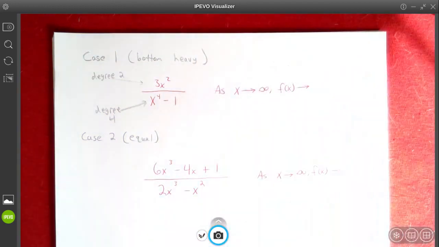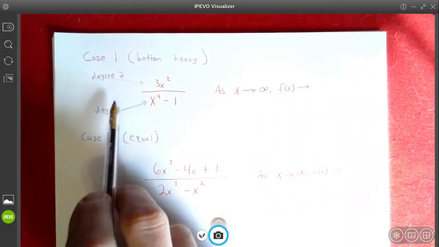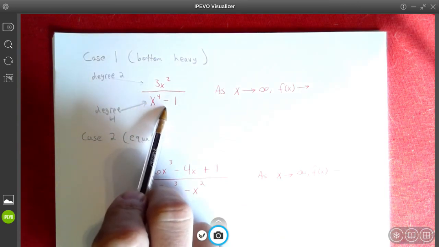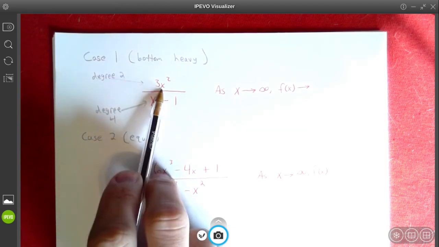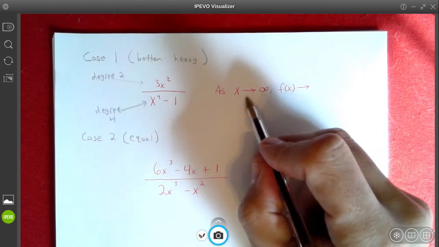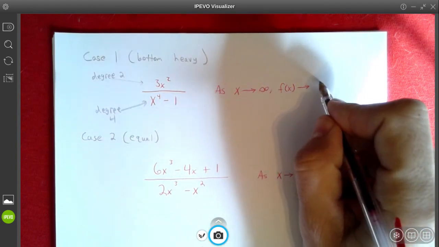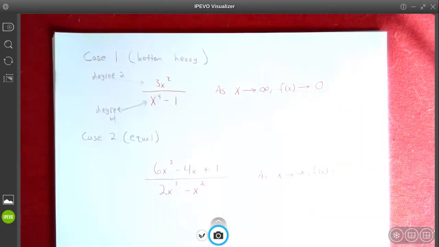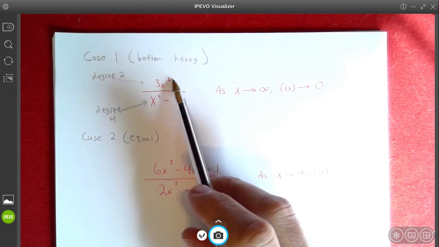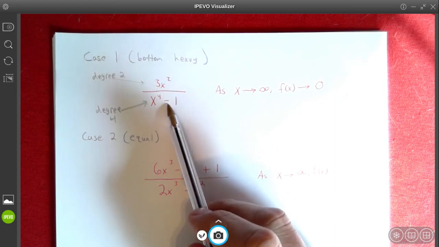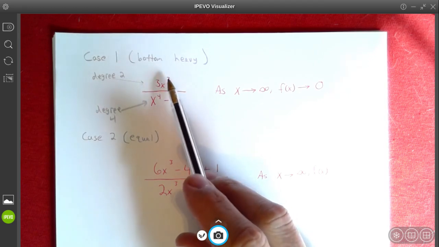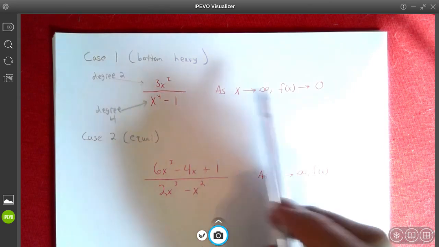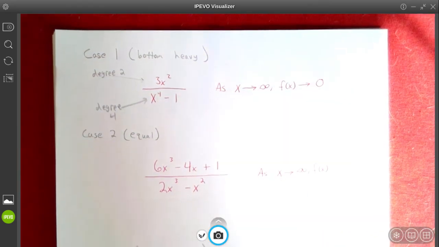Okay? The rule for situations like this, when they are considered bottom heavy, it's bottom heavy because the degree of the bottom is higher than the degree of the top. As x goes to positive infinity, the value of the function is going to go to 0. That's going to be the answer in all situations like this. So if you ever have something like 1 over x, or 1 over x squared, anytime the degree of the top is smaller than the degree of the bottom, it's going to work out like this. All right, it's always going to go to 0.